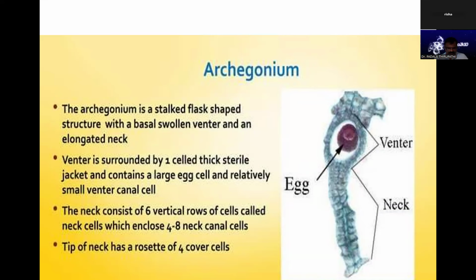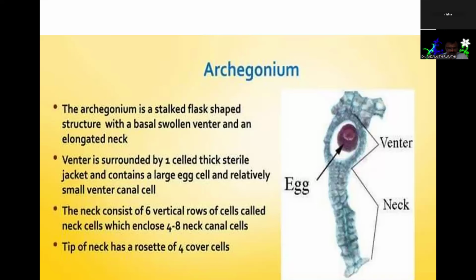The venter is surrounded by one-celled thick sterile jacket. The outer wall is called the jacket wall. It contains at the center a large egg cell and relatively smaller venter canal cells. The violet colored structure in the venter region, the somewhat swollen region, is the egg cell. Just above the egg cell, venter canal cells will be there. In the neck, here you are unable to see, because only the external structure is shown. But the neck will have a canal, and it consists of neck canal cells.